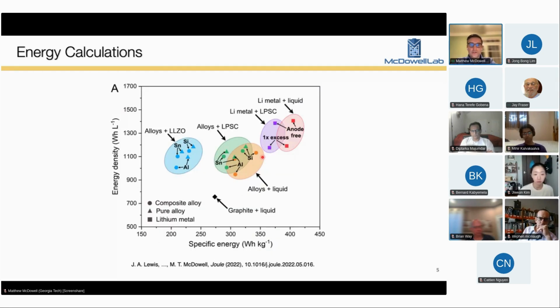And that's shown here. These are just some stack level calculations of cells with different sorts of anodes. Your typical lithium-ion cell is down here at about 770 watt hours per liter, in the optimized stack. Alloys can get you much higher, 1,000 to 1,200 watt hours per liter, and lithium metal can go even higher than that. So again, these are the motivations to get to very high energy density for mobility applications.